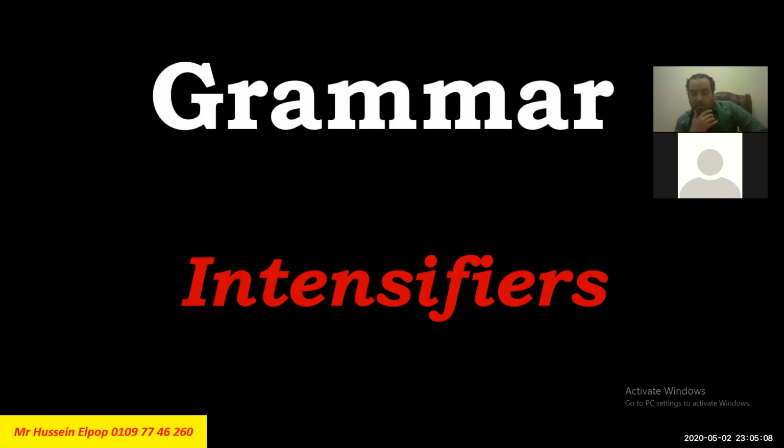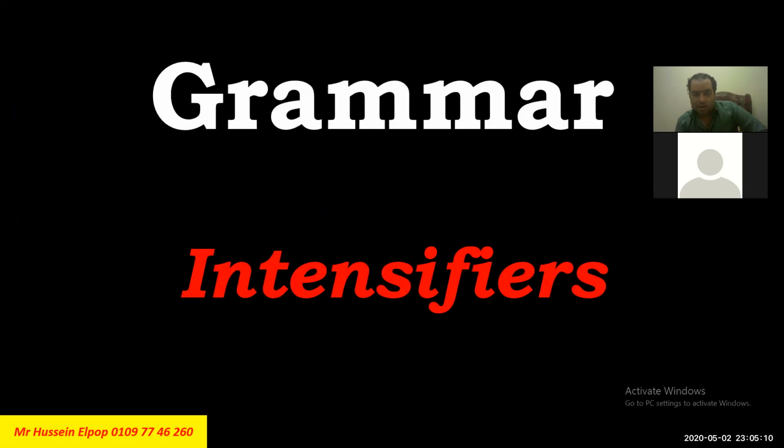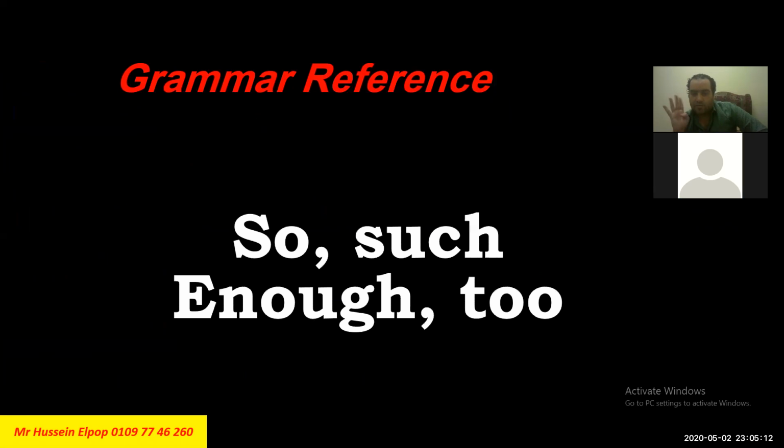Here, grammar: intensifiers. We're covering four topics today: so, such, enough, and too, and how you're going to use them in your sentences, what they mean, and where in the sentence you can see them, what comes before or after them. So let's go for the second one.